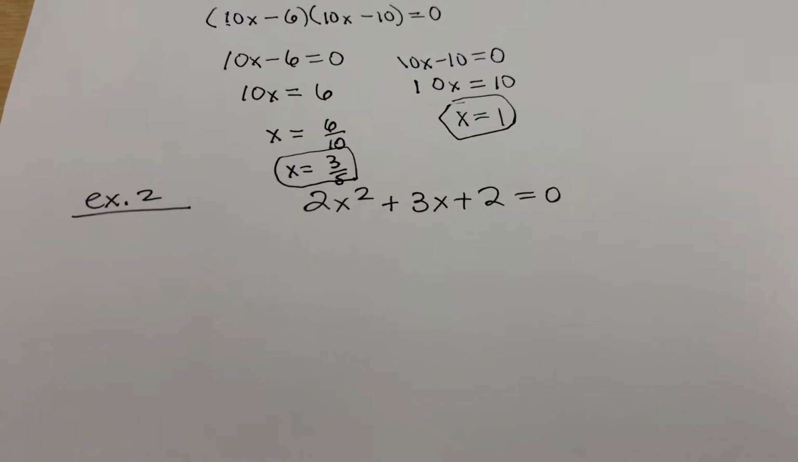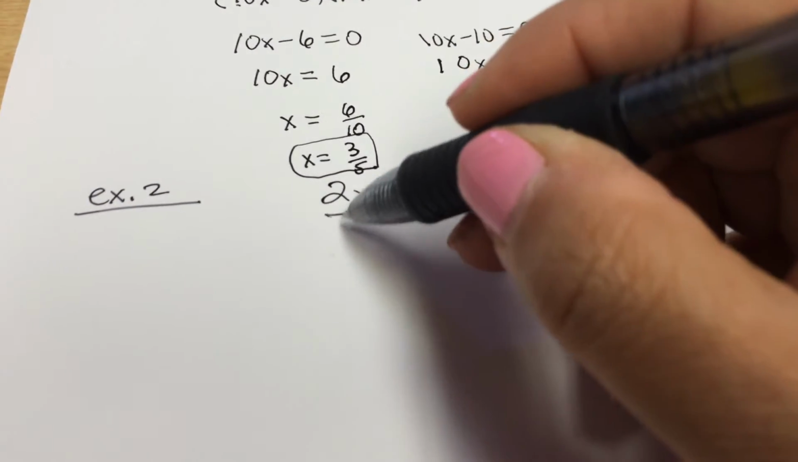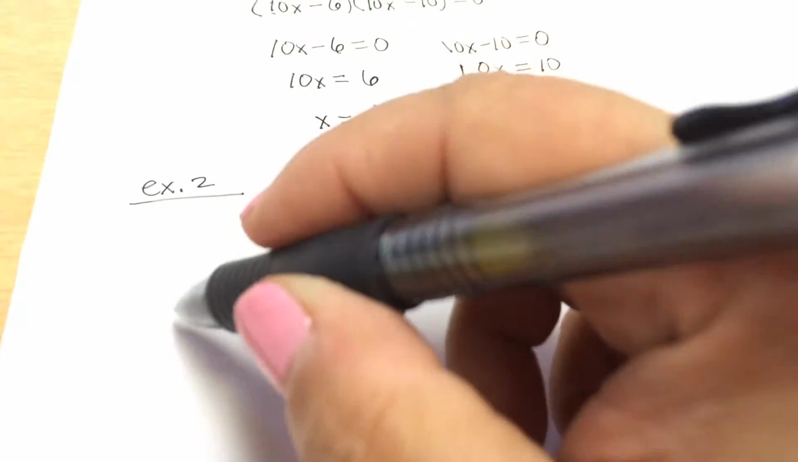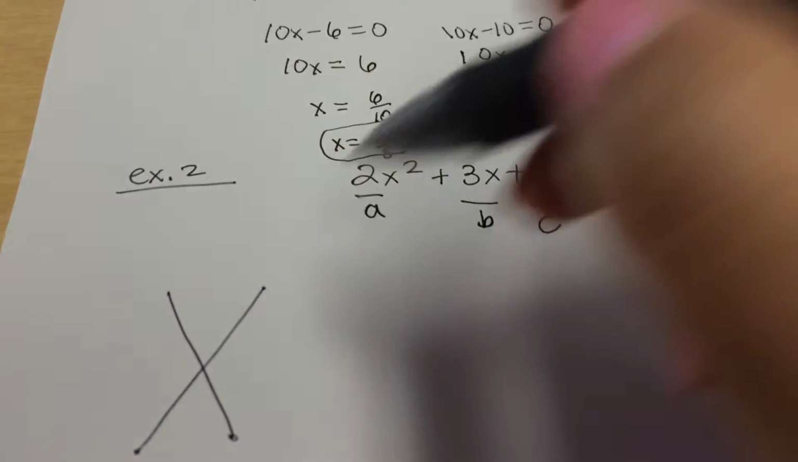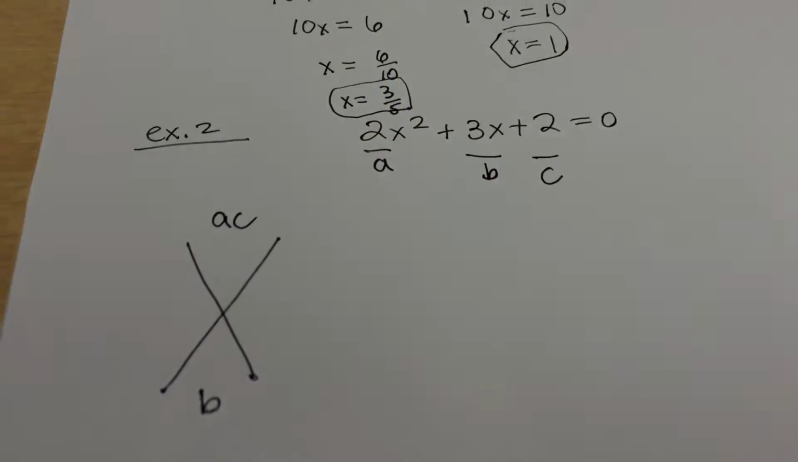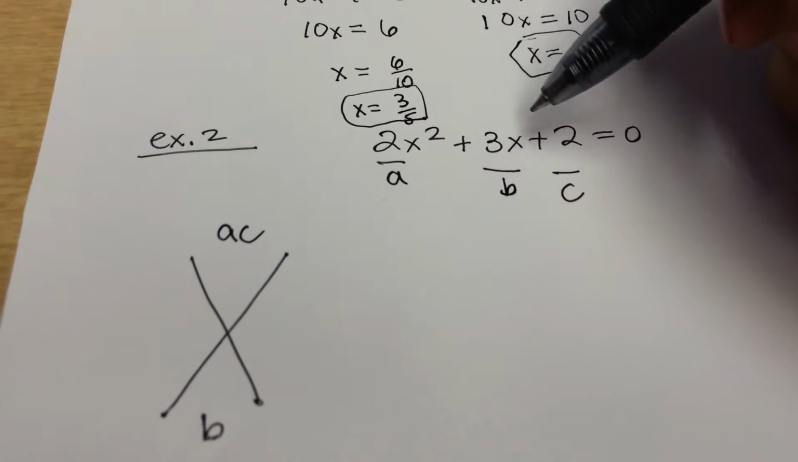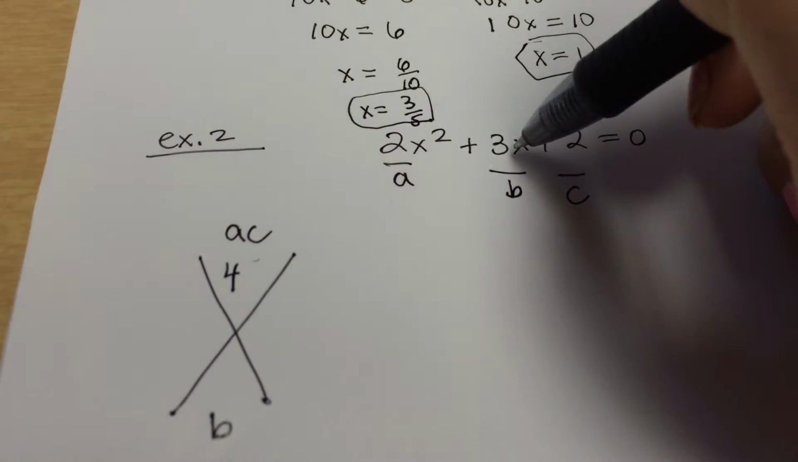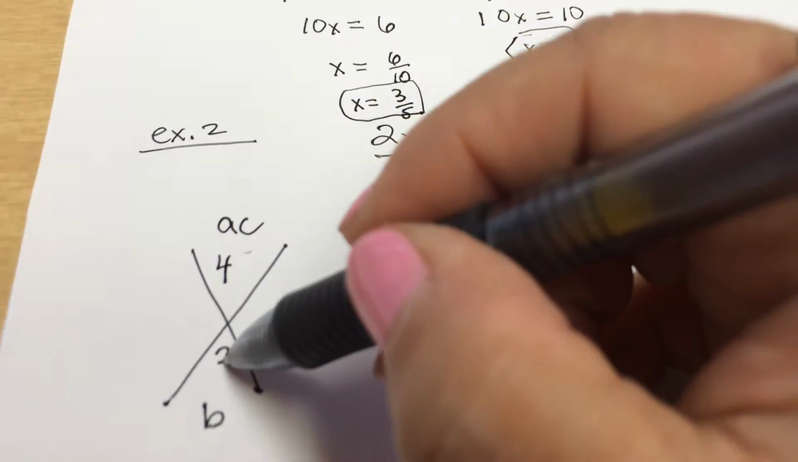Okay, so again, our plan A then is to go ahead and label this as my A, this is my B, this is my C, and I create my big X method right there. So this is AC again, and this is B right there. So the AC says I have A times C, so 2 times 2 is 4, so that's this part right there. This is positive 3, so we're going to put positive 3.